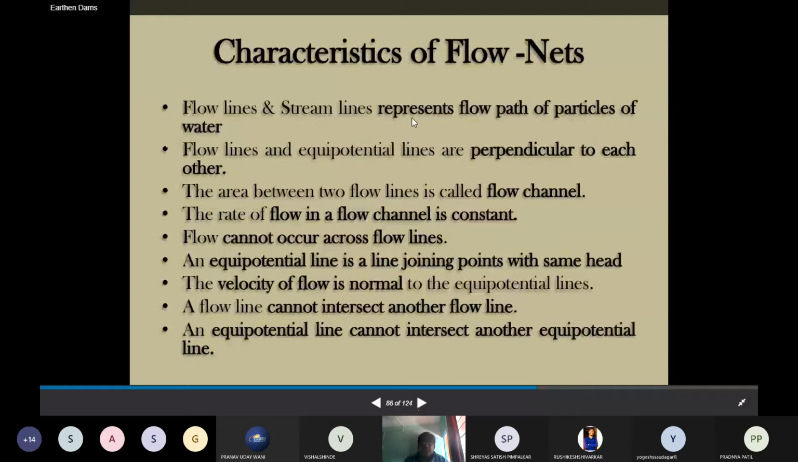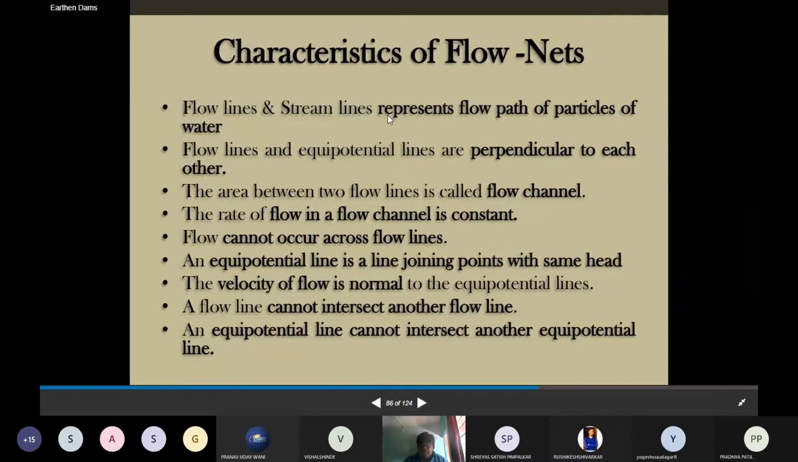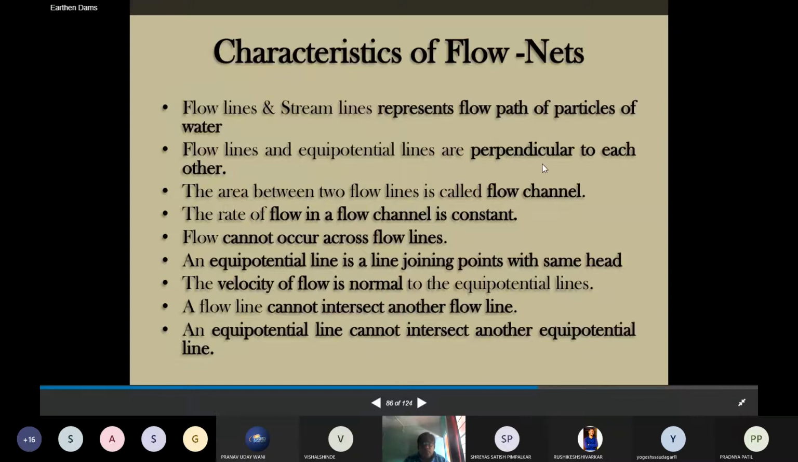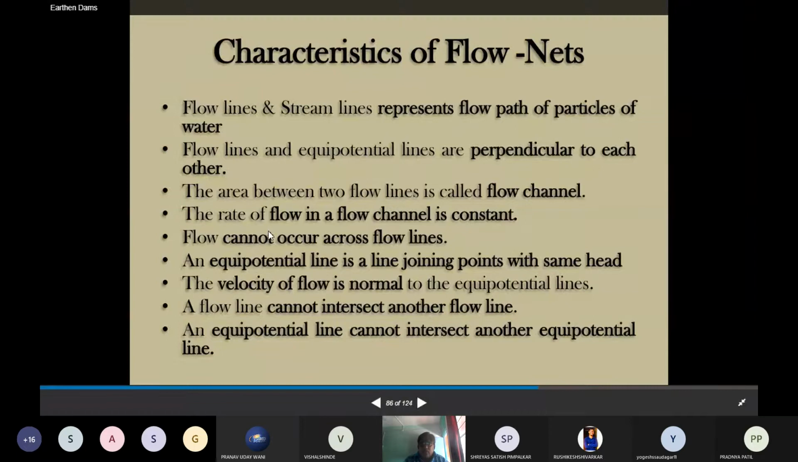Now the characteristics of the flow net, which you are aware of. The flow lines are the streamlines. Flow lines and streamlines represent the flow path of the water particles. Flow lines and equipotential lines are perpendicular to each other, that is, orthogonal to each other. The area between two flow lines is called the flow channel. The rate of flow in a flow channel is constant. Flow cannot occur across the flow lines.